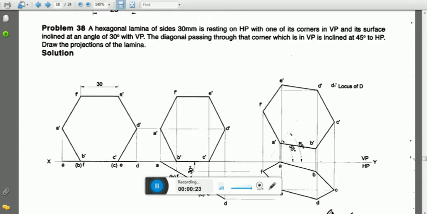One more thing I would like to clarify in this problem: a hexagonal lamina resting on VP, and a hexagonal lamina of side 30 mm resting on HP with one of its corners in VP, are the same. Now it is resting with one of its edges on HP and a corner in VP. This is the question. This BC is in HP, A is in VP.